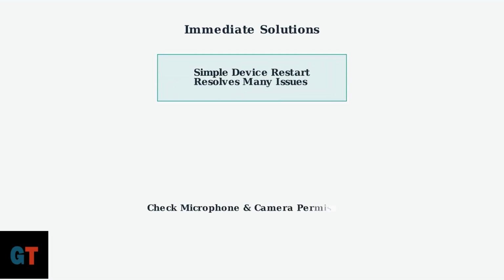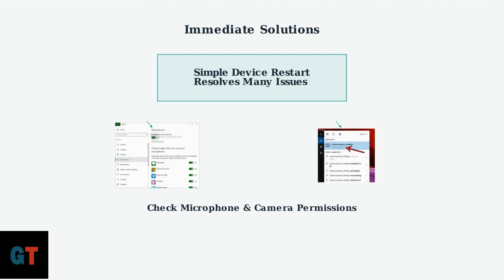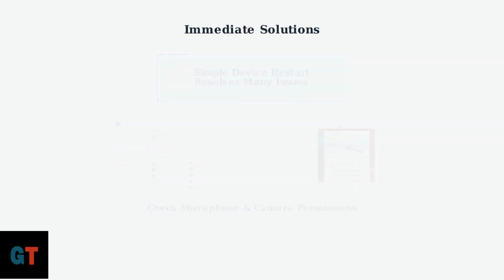Here's how to access the Clear Browsing Data option in Chrome. A simple device restart often resolves temporary glitches. For advanced troubleshooting, check your microphone and camera permissions. Windows users can access these settings through the privacy controls.